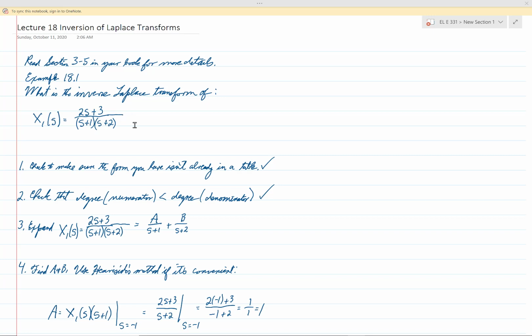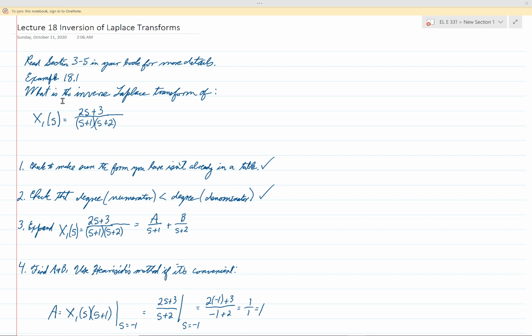And by the way, before I go any further, let me stress that this material is covered in section 3-5 of your book, and if you read that material carefully and compare it to what's in this lecture, you will see that in some cases the book and I do things in exactly the same way, and in some cases I do things in a slightly different way. So it would be good for you to read that section and decide which way you like better.